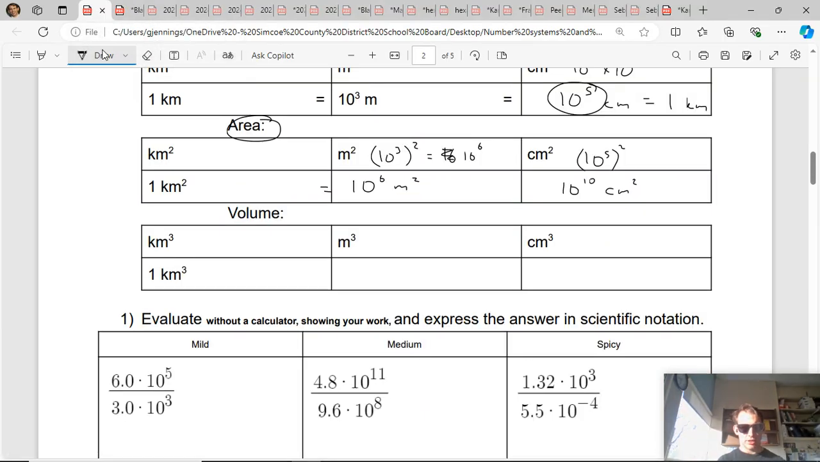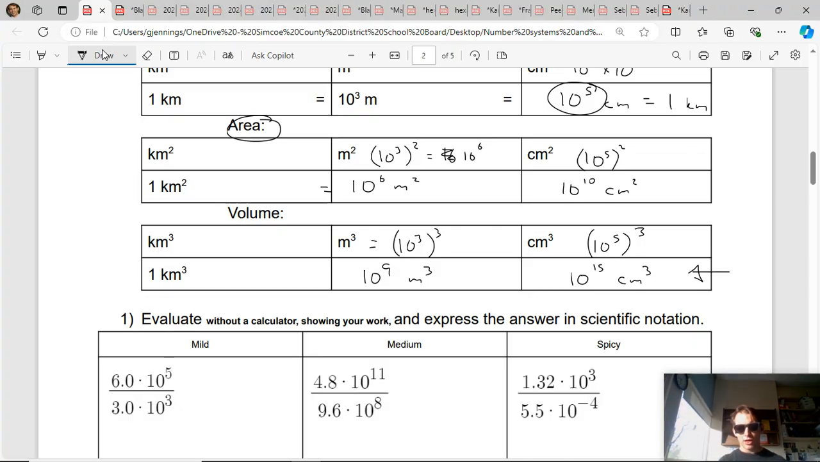Okay, and that's significant, so we want to write that down. But here we got meters cubed, and I know that there's 1,000 meters, so that's 10 to the 3, and I have to cube that, so that's 10 to the 9 meters cubed. And then over here, I know that there's 10 to the 5 centimeters in a single kilometer, but I have to cube that, so that's 10 to the 15 centimeters cubed.